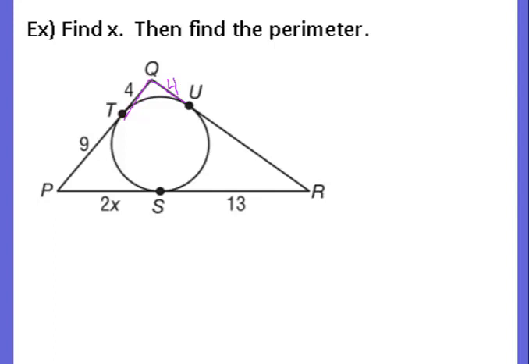Okay, then SR is 13, and SR and UR are both tangents that meet at the same point. They both meet at point R. So they're going to be congruent. So this is 13 as well. They're tangent to the same circle and they meet at point R. So they're congruent. And then the last two tangents, PT and PS, are congruent. So if PT is 9, then PS is 9.